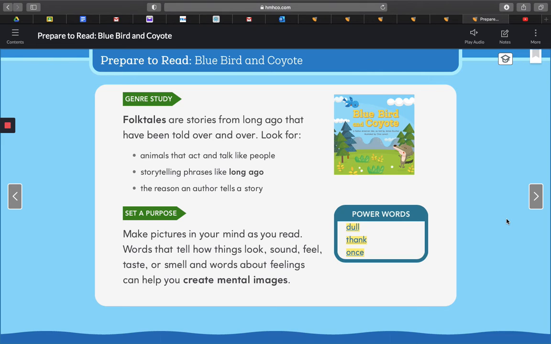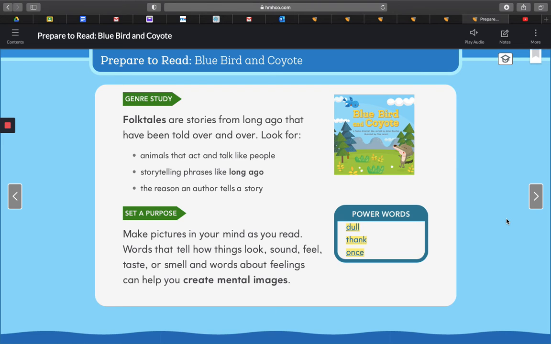And then there is a reason that the author tells a story. So you are wanting to learn something from the story. The story is wanting to teach you something. Now remember, we have a purpose in listening to this story, and that is to create mental images in your mind. You are making pictures in your mind as you read.